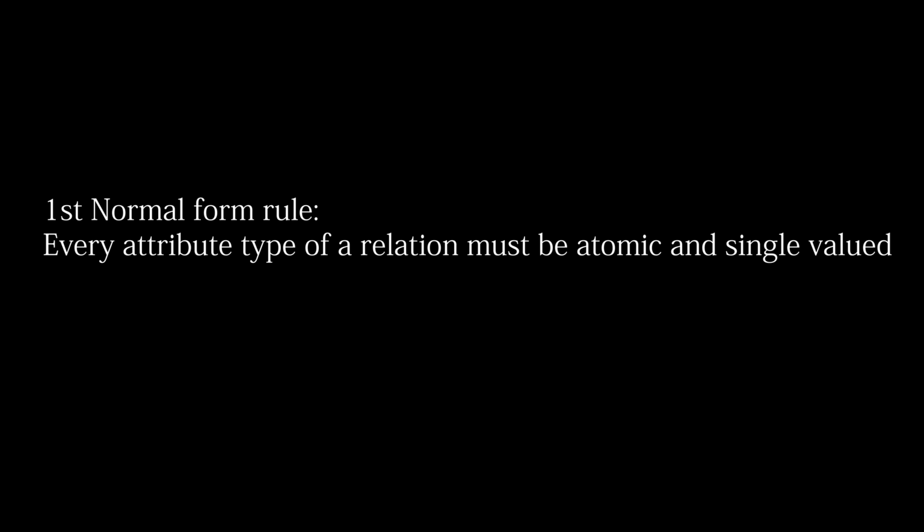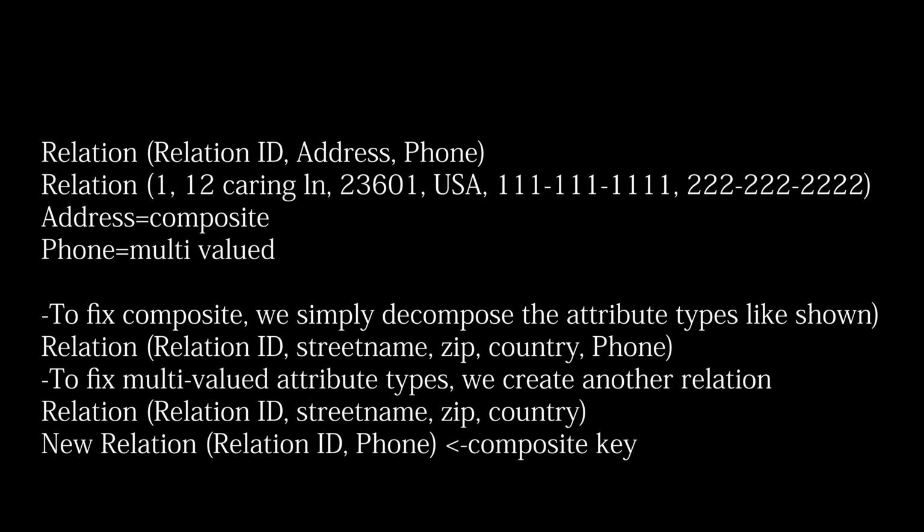First normal form is focused on the domain constraint. It states that every attribute type has to be atomic and single-valued to ensure no composite or multi-valued attribute types exist. If it has composite or multi-valued attributes in the relation, it's called unnormalized, and it is not in the first normal form. A composite attribute type is something that can be further decomposed, like the address in this relation.